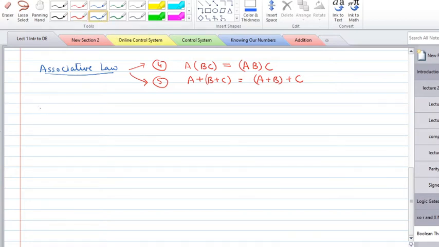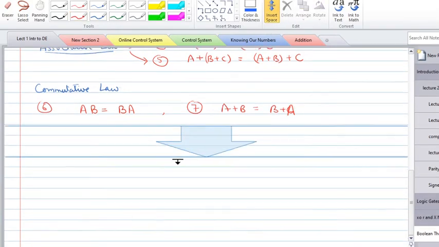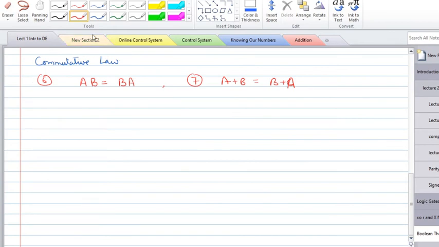Now let's see the commutative property, or commutative law. Commutative law says that if we AND a with b, then it is equal to b and a. And the second is if we OR a plus b, then it will be equal to b plus a. Okay. Next law is your distributive law.